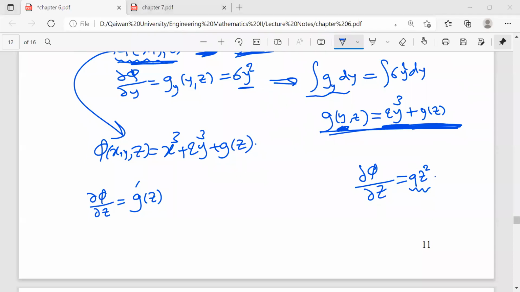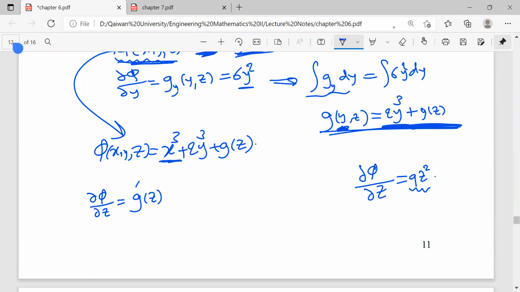We take the partial derivative of phi with respect to z for this function. In the first term, we have no z, so it's 0. The second term is 0 also. But the third term, we have g of z. Its derivative with respect to z is here.